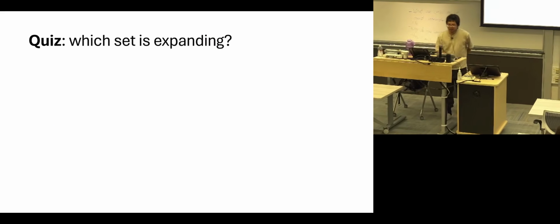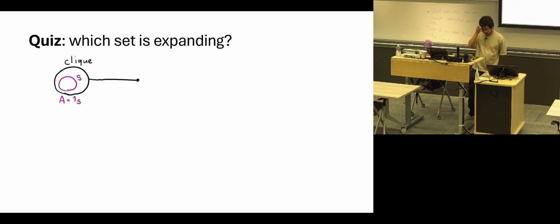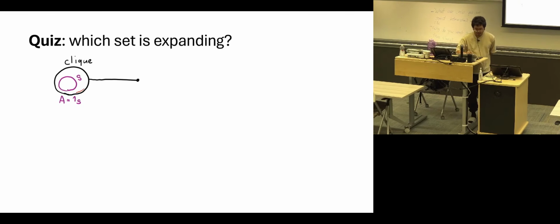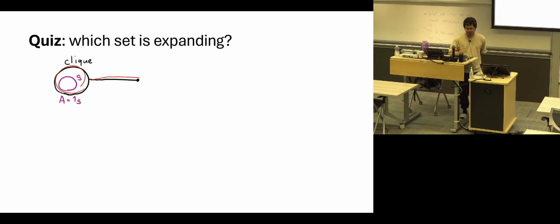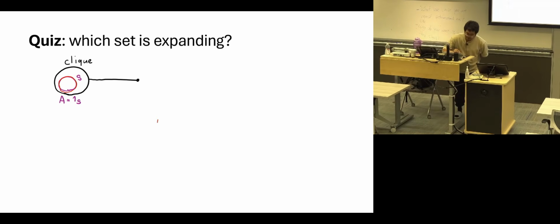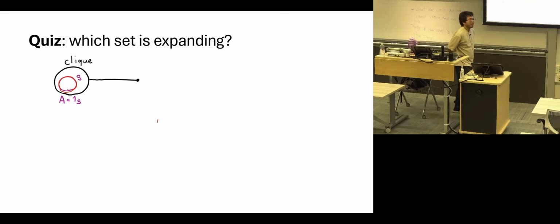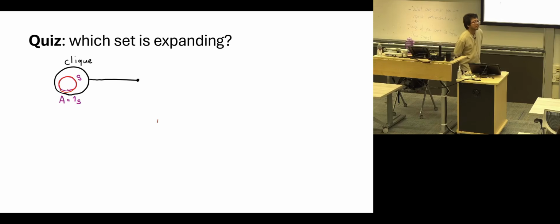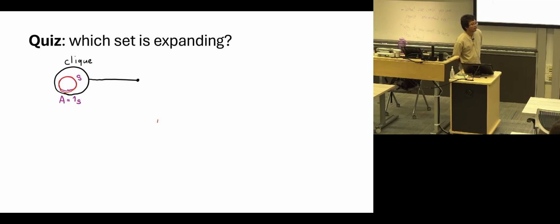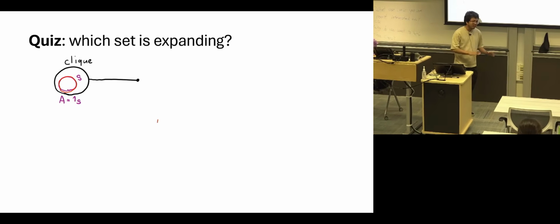All right, let's see more examples. This is a clique and a long path here. Is A expanding? A is just some set inside a clique. Yes, it is expanding. Why? A is just the set, and within the set you cannot find anything which will make it sparse. If you cannot find a sparse cut, it means that it's an expander. So it is an expander.